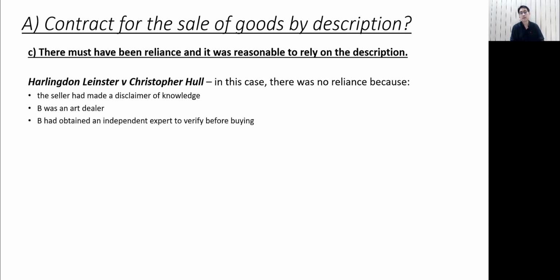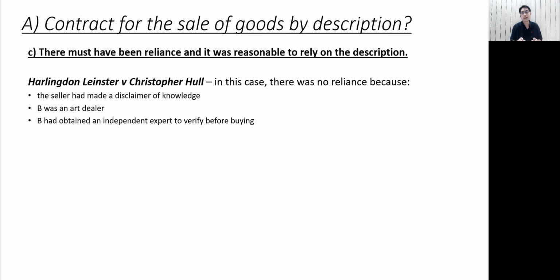The third and final factor, of course, would also be a very crucial distinction in the case of Harlington, where that buyer, because of what the seller had told him, went on to obtain independent advice from a German painting specialist. And it was that art specialist who then verified and told him that, yeah, this painting is authentic. And that was when he bought.